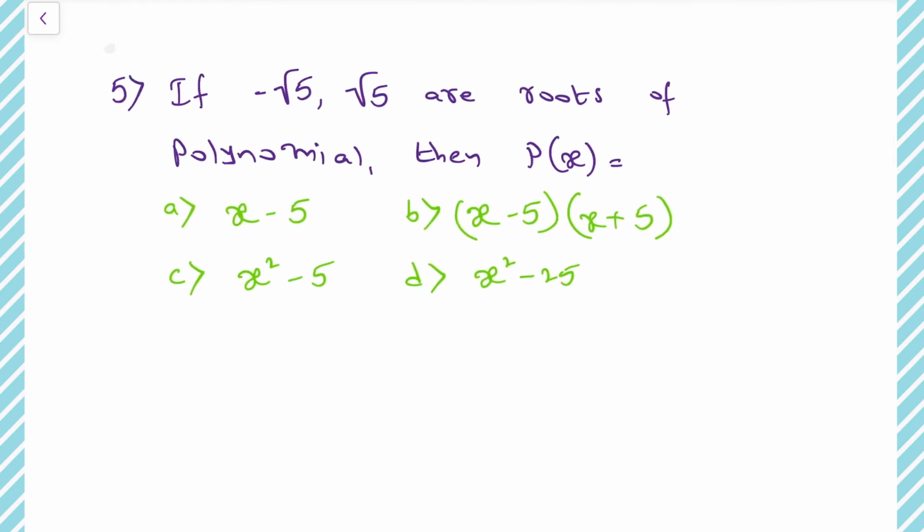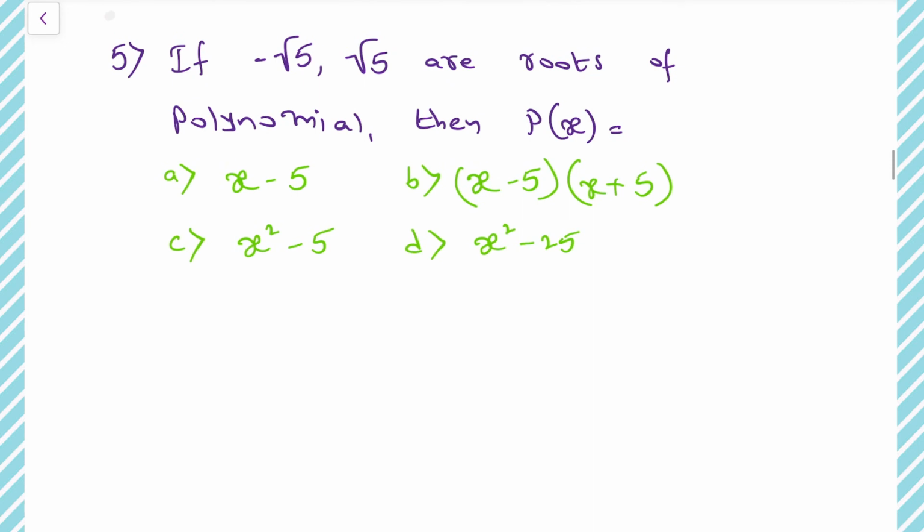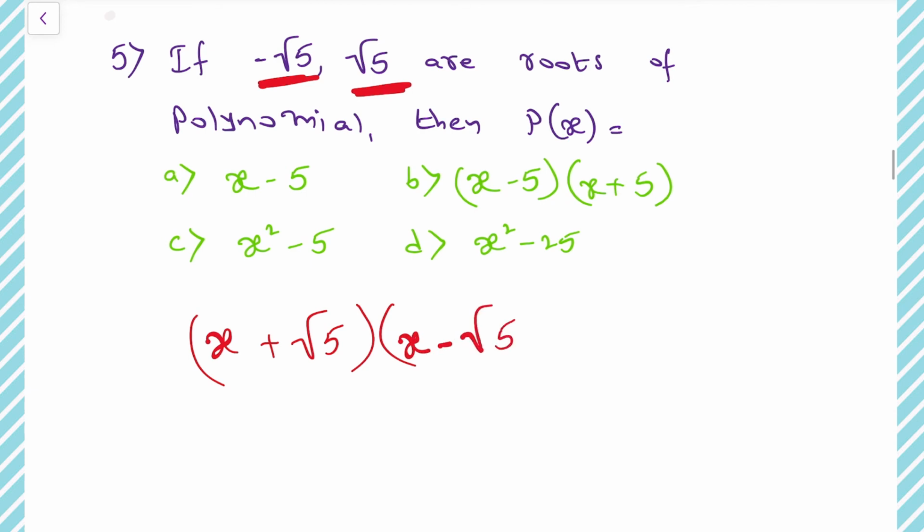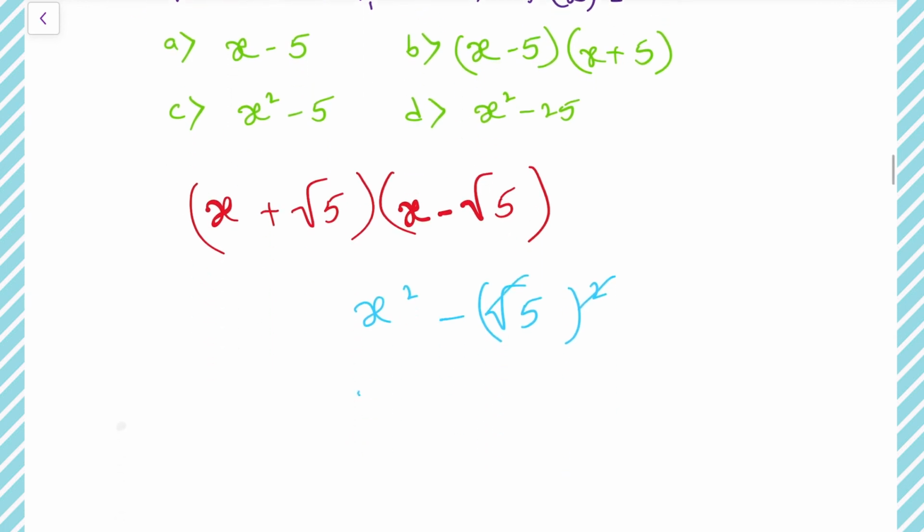If minus root 5 and plus root 5 are roots of the polynomial, then what is the polynomial he is asking. So here minus root 5 is a zero, so write it as x plus root 5, into, here plus root 5 is there, so write it as x minus root 5. x plus root 5 into x minus root 5 is in the form of a plus b into a minus b, which equals a square minus b square. So that is x square minus root 5 square. Here the square and root cancel, so our final answer is x square minus 5. So that is option C.